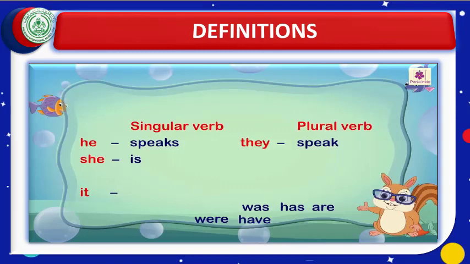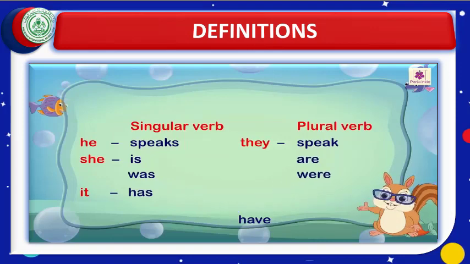She is, she was, it has: singular verbs. They are, they were, they have: plural verbs.